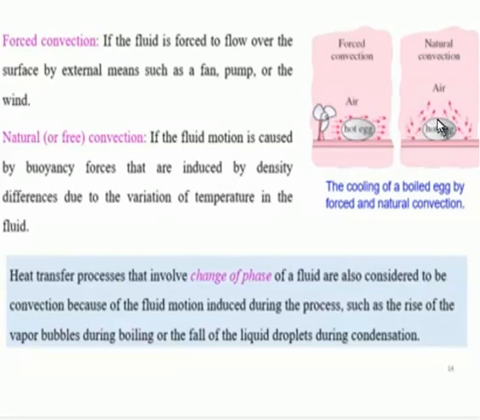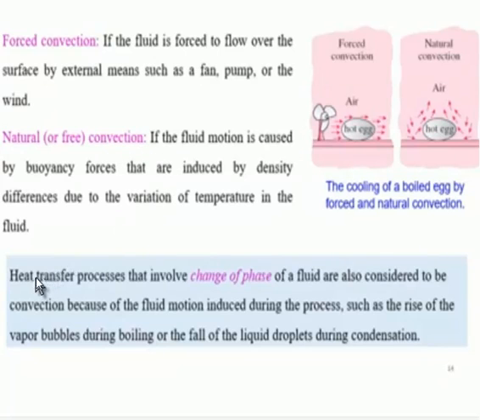But here we are not using any external devices. The air is naturally flowing over this hot egg. That's why it is called natural or free convection. Natural or free convection. Okay.